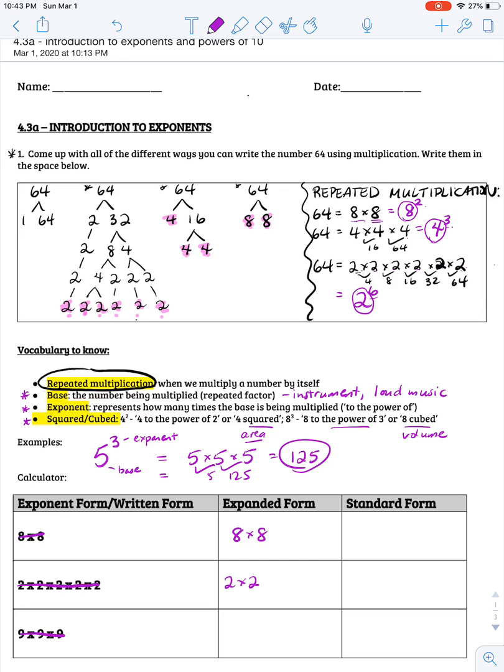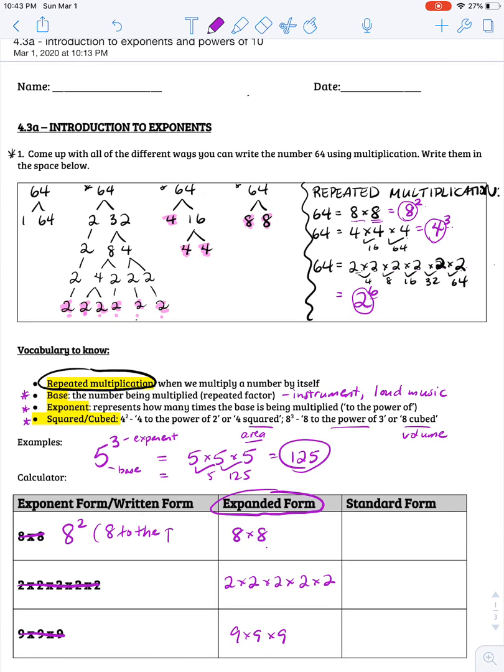2 times 2 times 2 times 2 times 2. And then finally 9 times 9 times 9. So if you would have figured out by now, expanded form means you're just expanding it. You're doing the repeated multiplication to represent the exponent form. The exponent form for the first example, 8 times 8, would be 8 to the power of 2. It's similar to the example up above there. So the written form would be 8 to the power of 2.